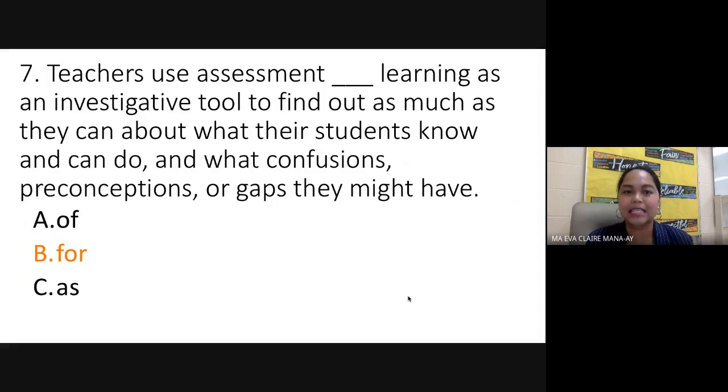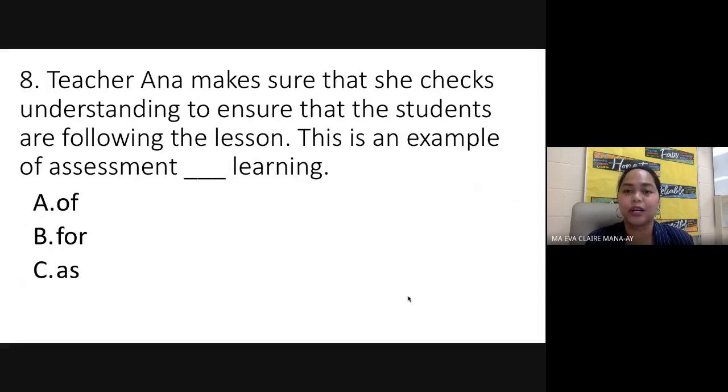Question number 8. Teacher Anna makes sure that she checks understanding to ensure that the students are following the lesson. This is an example of assessment blank learning. Teacher Anna is checking her students' progress. And so, this is letter B, assessment for learning.